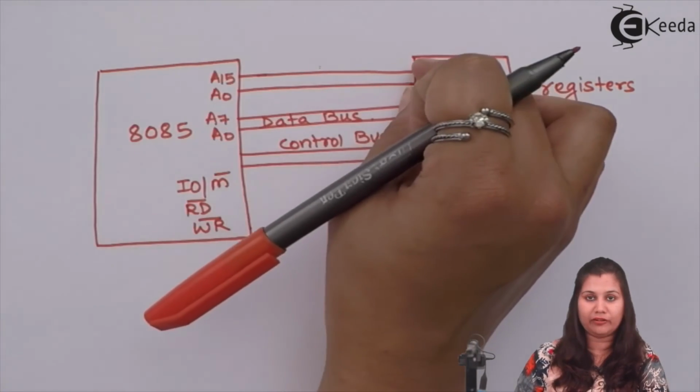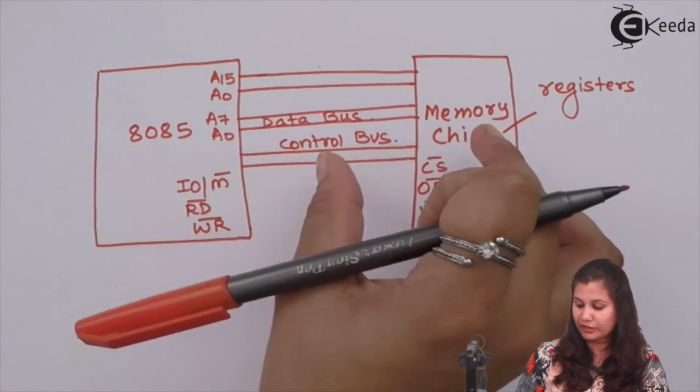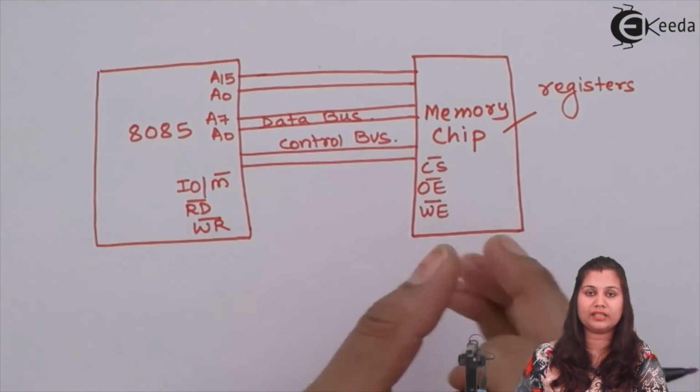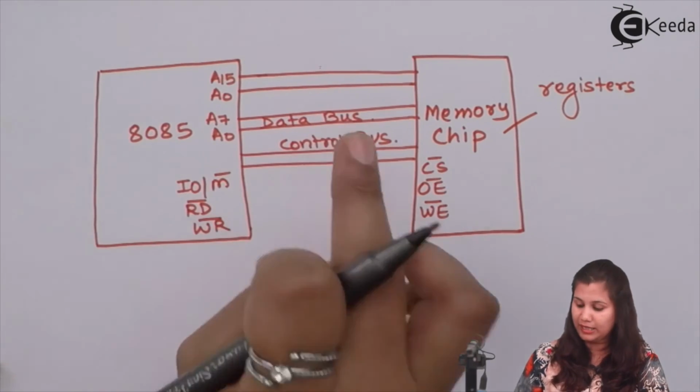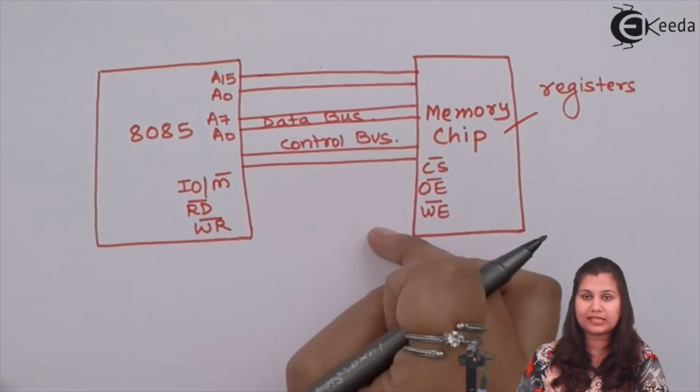First we will have the address. We will define the address locations for the memory chip using the size of the memory which is given to us. Then we will have the data bus, and then the control bus and these signals.